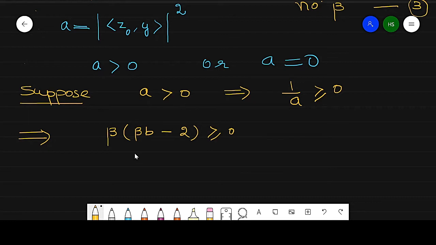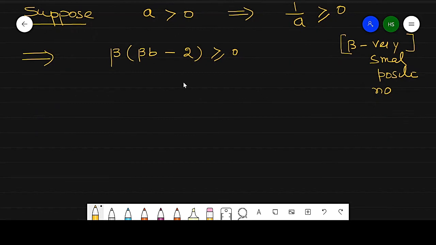This condition should be true for every beta. Beta is some real number. Now this condition is not true for every beta. Why? Because if I take beta as a very small positive number, suppose a very small positive number, this product should be less than 1. For example, suppose b is equal to 1. So just to understand, I take a general term, b is equal to 1. If b is equal to 1 and I take beta as a very small positive number, suppose beta is equal to 1 by 2.